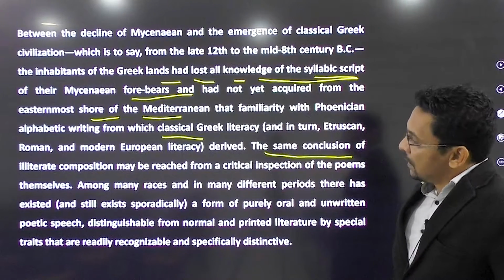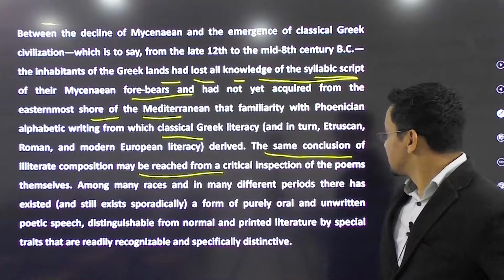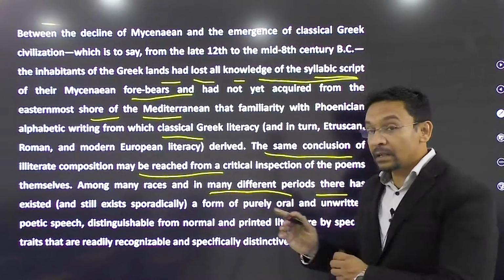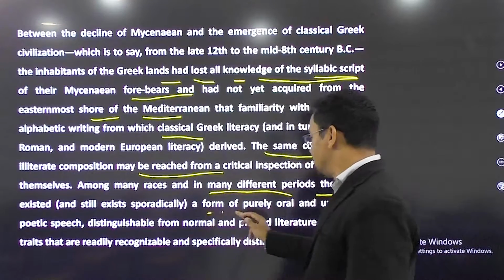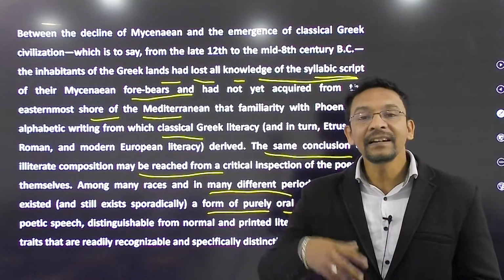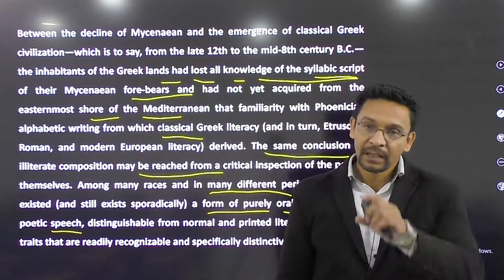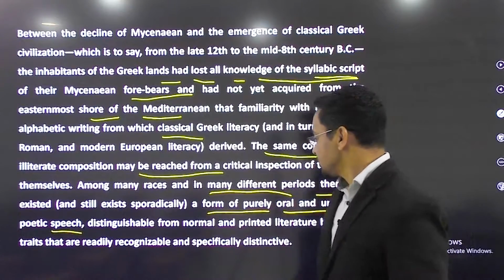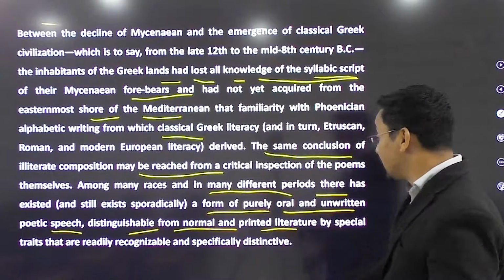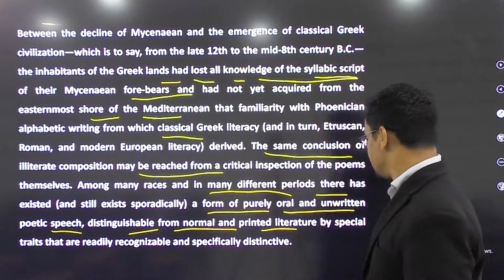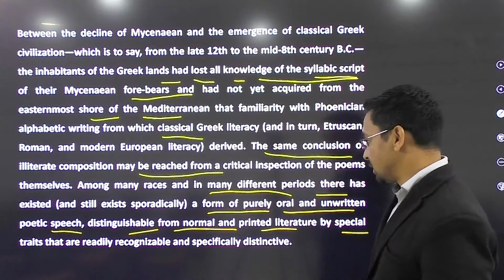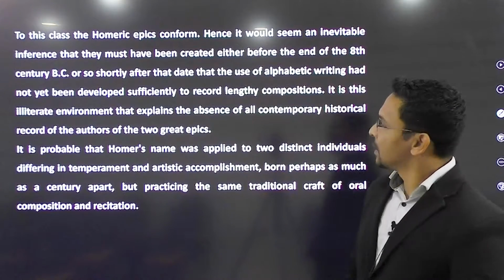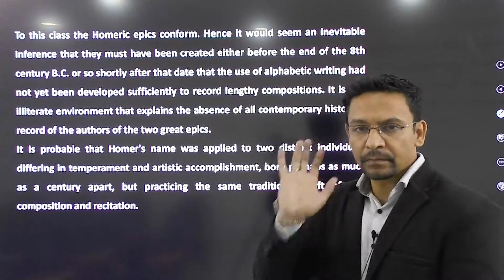Same conclusion of illiterate composition may be reached from a critical inspection of the poems themselves. बहुत सारे रेसेस में and in many different periods, अलग अलग periods में भी there has existed एक form of purely oral and unwritten poetic speech. मेरी और आपकी लाइफ्स में भी अनरिटन कहानियां बहुत सुनी होंगी आपने, जो कपलेट्स बन गए, कहानियां बन गई, राइट? Distinguishable from normal printed literature, वैसे ही नजर आता है ये, by special traits that are readily recognizable and specifically distinctive. To this class, जो Homeric epics हैं वो confirm करते हैं कि हाँ ये हैं, दोनों में ये traits हैं.